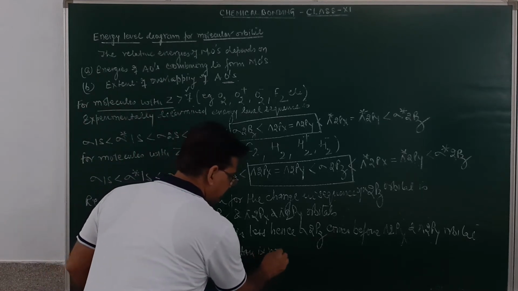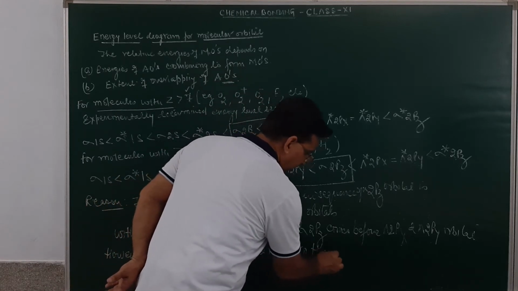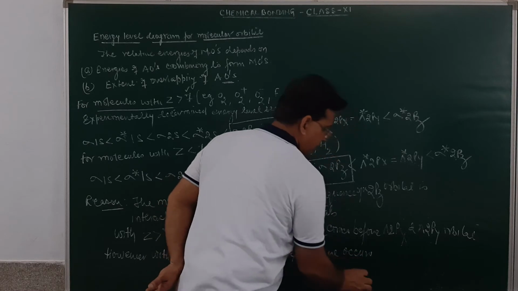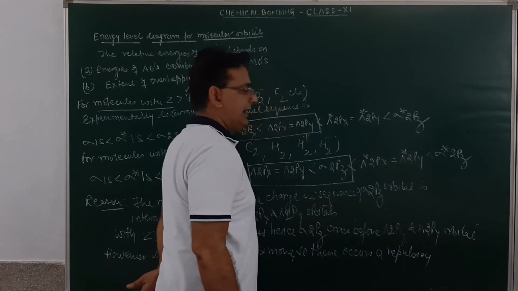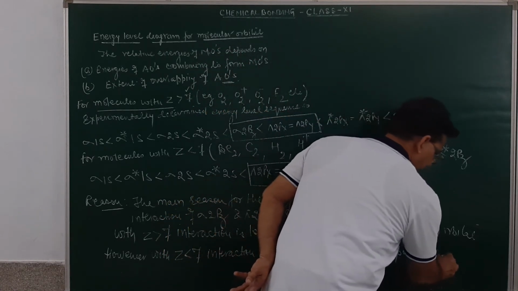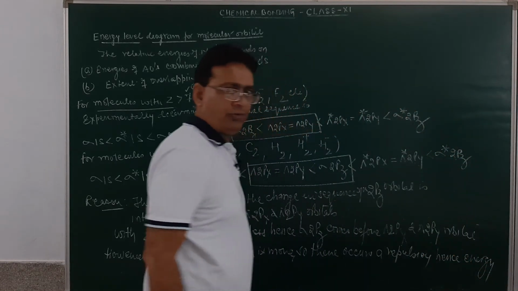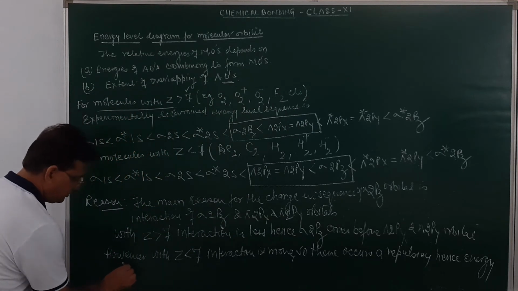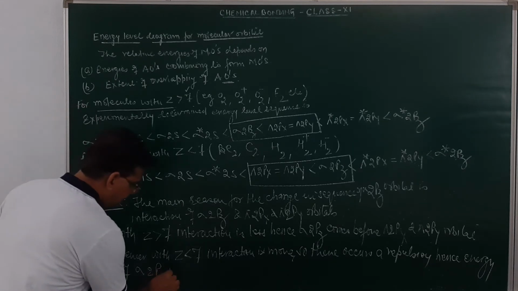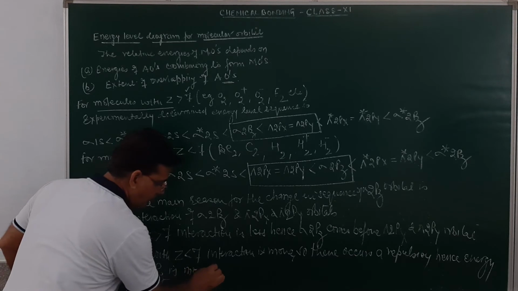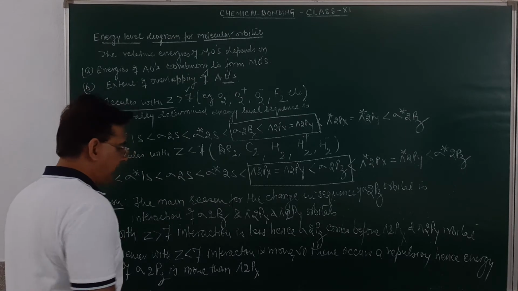Interaction is more. So there occurs a repulsion. Hence the energies of sigma 2pz is more than pi 2px and pi 2py.